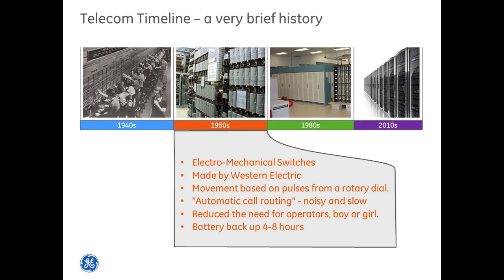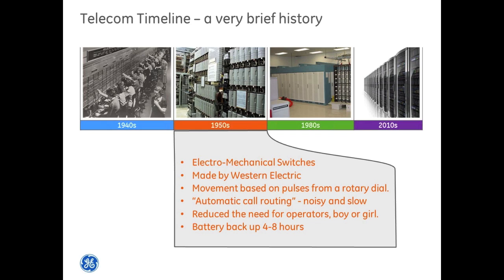Around the 1950s, switchboards began to be replaced by electromechanical switching systems. A lot of these were made by Western Electric, and they were based on mechanical movements, relays, and electromagnetic switches that were activated by pulses from a rotary dial telephone. Many of you may not remember rotary dial telephones, but that's what I grew up with for sure. This was the first way of providing automatic call routing.